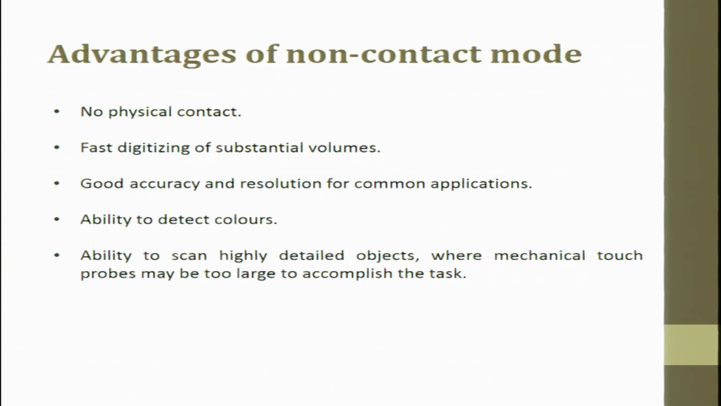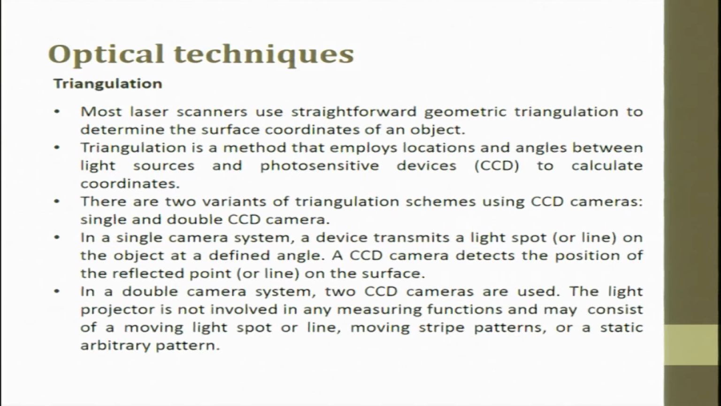What is the advantage of the non-contact type? No physical contact, fast digitization of substantial volume, good accuracy and resolution for common applications, ability to detect color, and ability to scan highly detailed objects where mechanical touch is not possible. In all these places we go for non-contact coordinate measuring machines or non-contact techniques. The technique most commonly used in optical is triangulation.